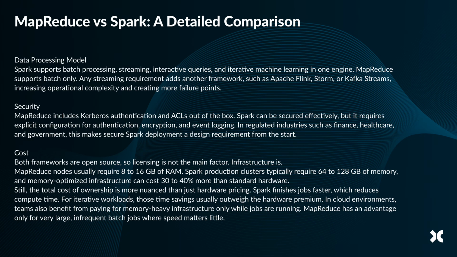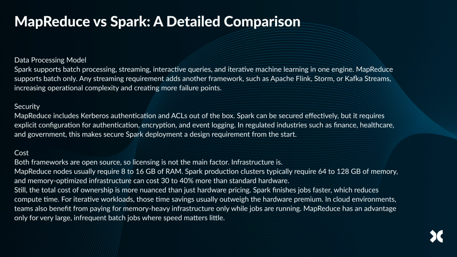Both frameworks are open source, so licensing is not the main factor. Infrastructure is. MapReduce nodes usually require 8 to 16 gigabytes of RAM. Spark production clusters typically require 64 to 128 gigabytes of memory, and memory-optimized infrastructure can cost 30 to 40% more than standard hardware.